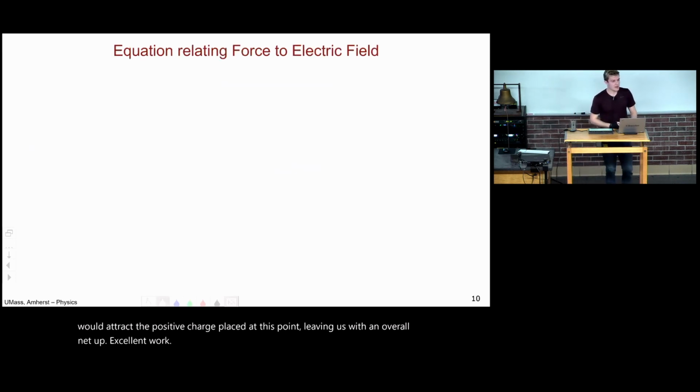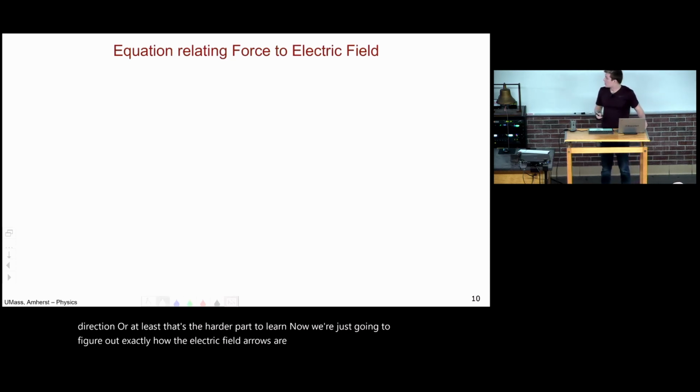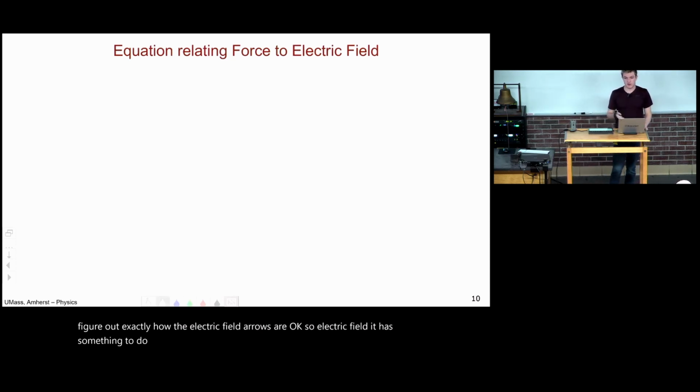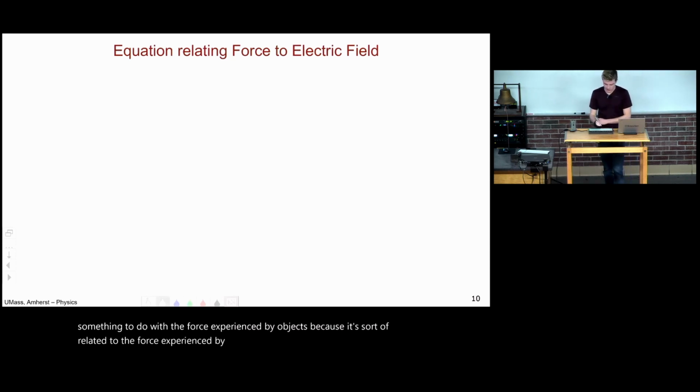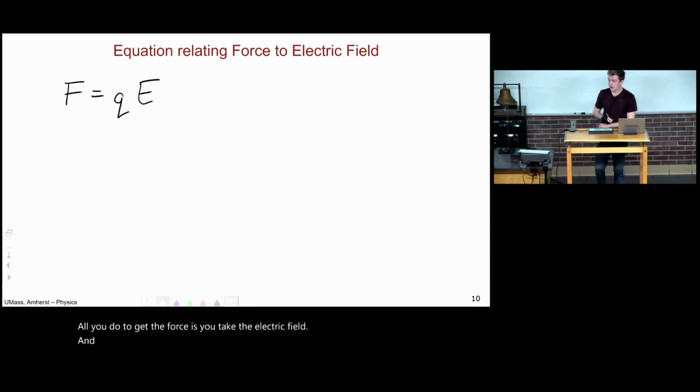Okay, so believe it or not, that's the more hard part of electric field, determining the direction, or at least that's the harder part to learn. Now we're just going to figure out exactly how big the electric field arrows are. Okay, so electric field, it has something to do with the force experienced by objects because it's sort of related to the force experienced by positive charges. So the equation relating force and electric field is pretty simple. All you do to get the force is you take the electric field and you multiply it by the charge of the object experiencing the electric field.